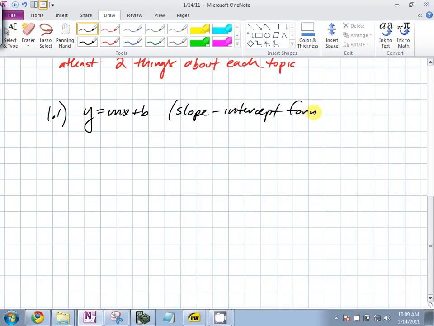That's great. How about, he's not here. Let's go with Steven, who's also not here. Macy, can you give me something else about 1.1? Point slope form. Can someone tell me what point slope form is? What is it? Give you a hint. Y minus. Yep.